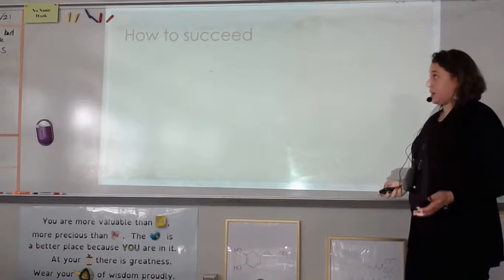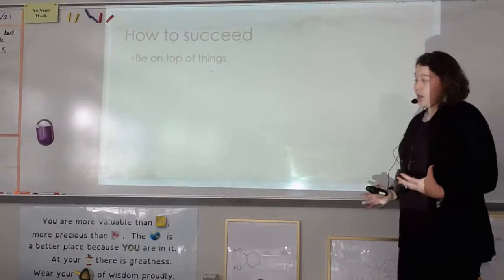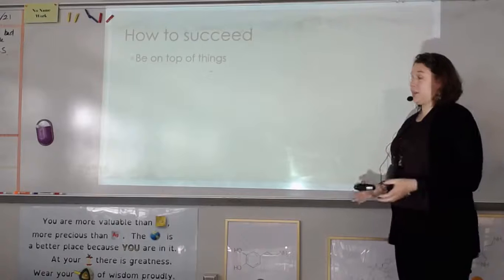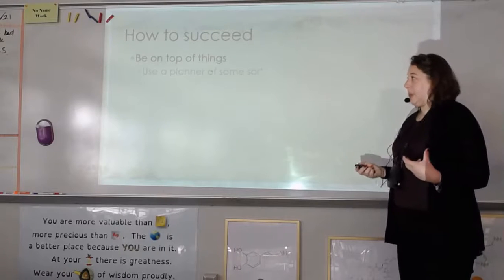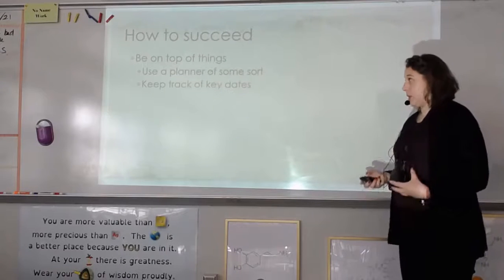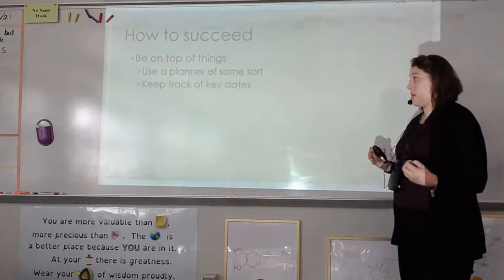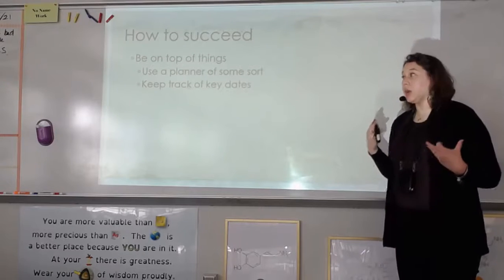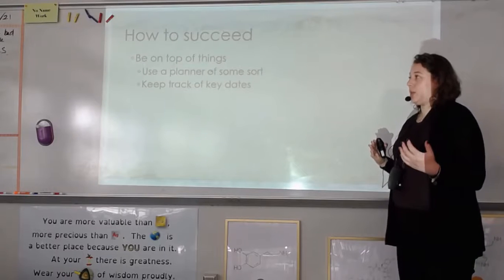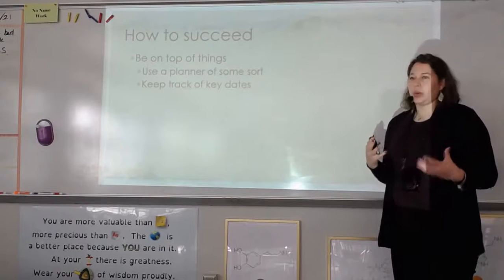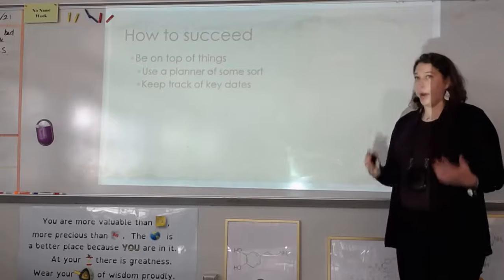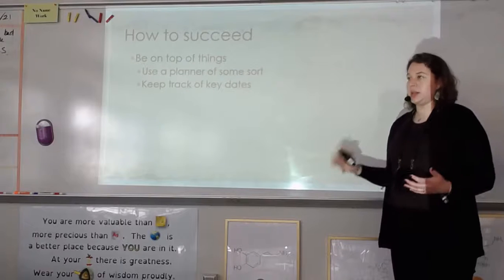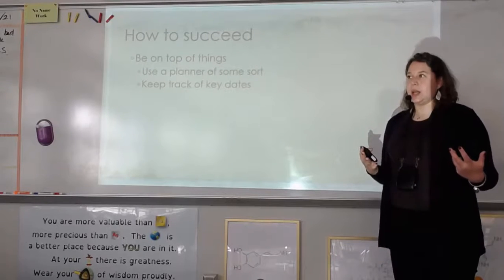So how can they succeed? The biggest thing for IB Chem 2 is being on top of things, like having a planner of some sort. It can be electronic, it can be on paper, also keeping track of key dates, being really organized. I know some kids struggle with procrastination, but at least being aware of when things are happening and setting aside the time, even if it's the night before.